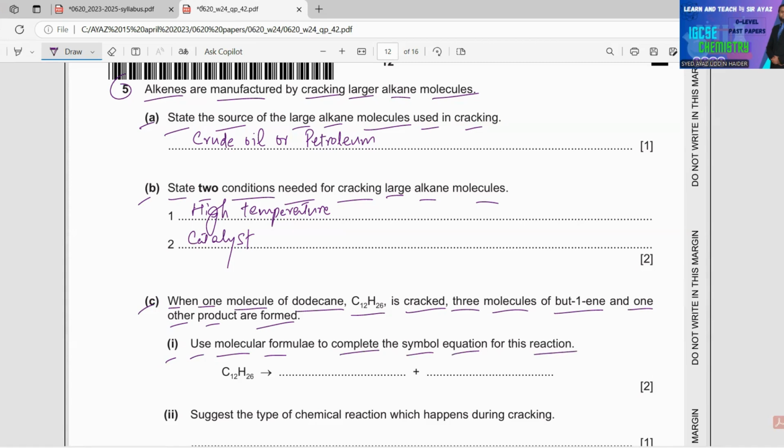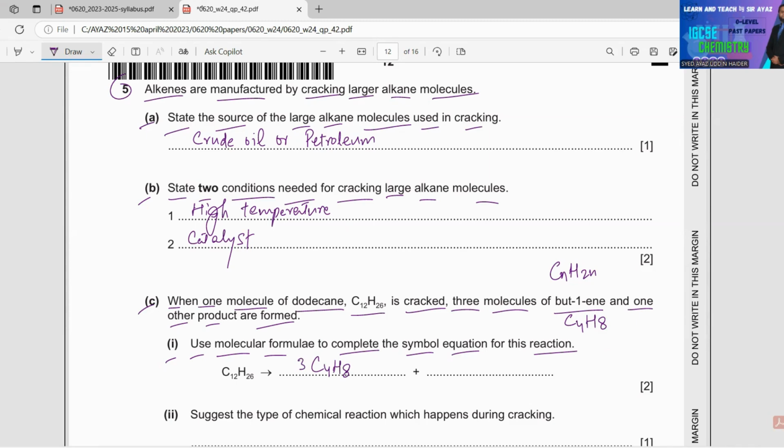So we are getting 3 molecules of but-1-ene. But-1-ene is an alkene. The general formula for alkene is CnH2n. N must be 4 here. But means 4. So what will be the formula for but-1-ene? C4H, 4 twos are 8. C4H8. And as they have mentioned, 3 molecules. So we have 3 molecules of but-1-ene.